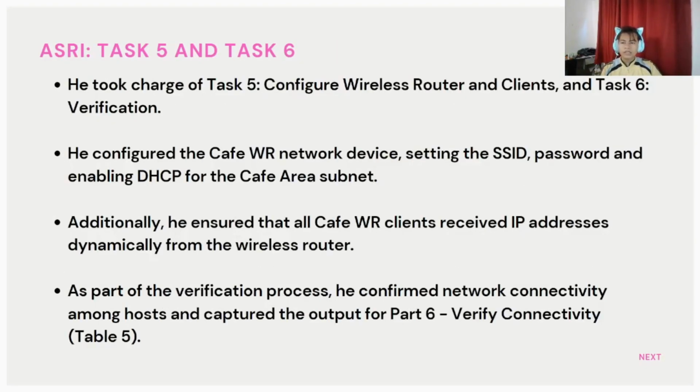Lastly, we have Asri. Asri took charge of task 5 to configure wireless router and clients, also took care of task 6, which is verification. He configured the Cafe WR network device, setting the SSID, password, and enabling DHCP for the Cafe area subnet. Additionally, he ensured that all Cafe WR clients receive IP addresses dynamically from the wireless router.